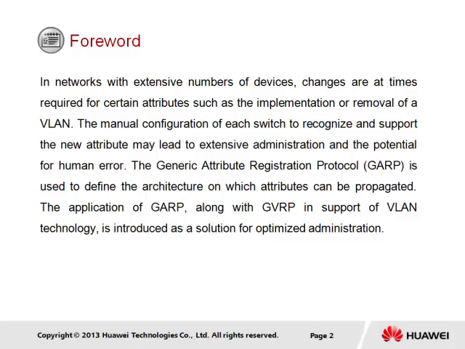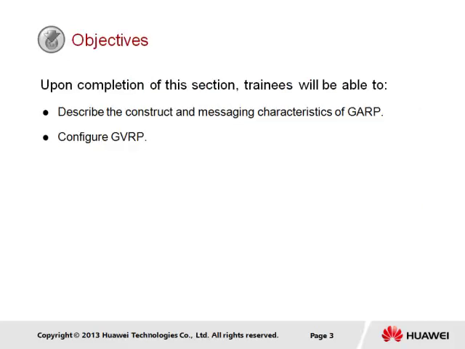The Generic Attribute Registration Protocol, or GARP, is used to define the architecture on which attributes can be propagated. The application of GARP, along with GVRP in support of VLAN technology, is introduced as a solution for optimized administration. Upon completion of this section, it is generally expected that trainees will be able to describe the construct and messaging characteristics of GARP, as well as configure GVRP.